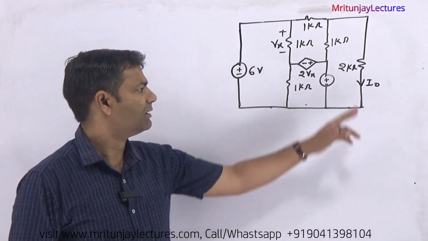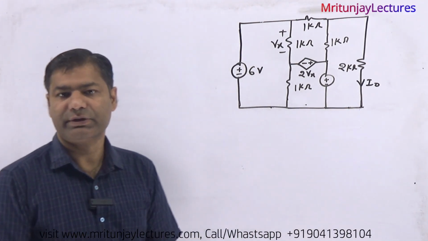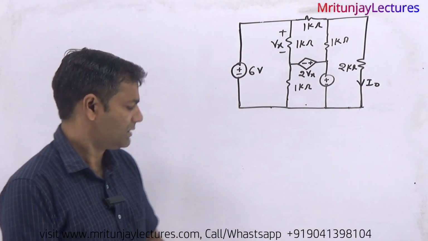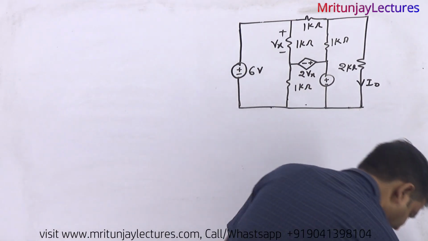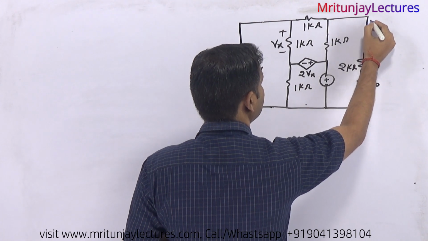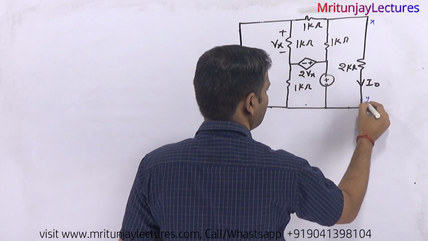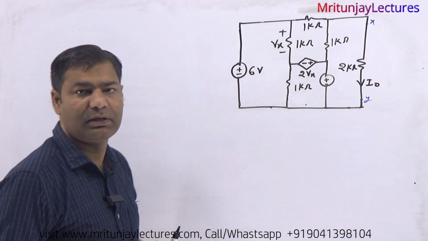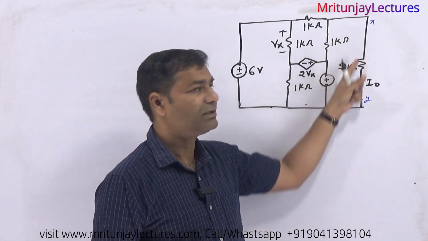How to determine I naught with the help of Thevenin's theorem. Okay, so how can we determine it? First of all, we have considered this one as the X terminal and here the Y terminal.